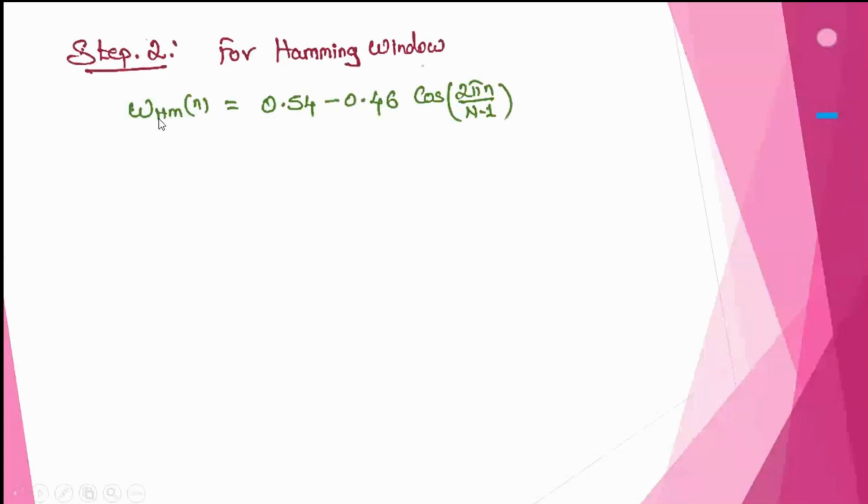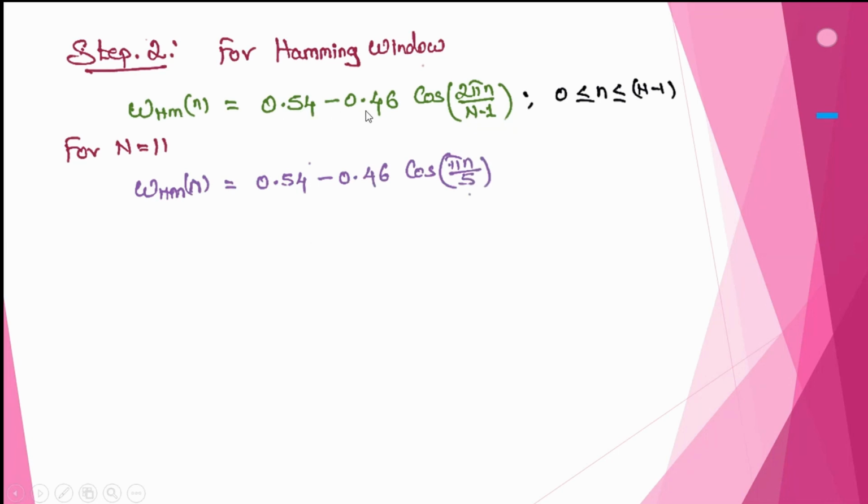So straight away we can write that omega hm, that is the Hamming window, omega hm of n, is equal to 0.54 minus 0.46 cos 2 pi n divided by n minus 1. That is the formula we have to use here. According to this formula, we know that the n value is 11. By substituting n value 11 in this formula, we get 0.54 minus 0.46 into cos pi n divided by 5. That is, 11 minus 1 is 10, so 2 by 5 is cancelled to 5. This is the range, which varies from 0 to 10.